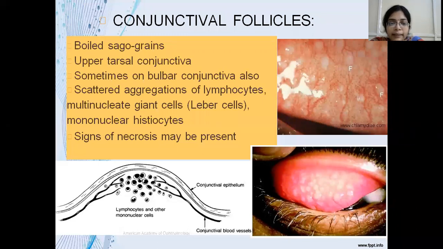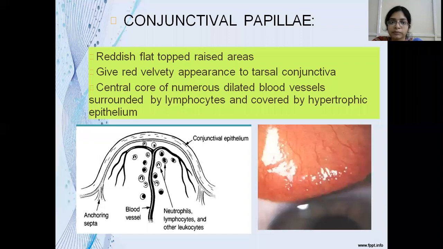Surrounding the cortical part in the most periphery are the blood vessels. So this accounts for the whitish appearance of the lymphocytes, because the blood vessels are in the most periphery. The center part consists mainly of lots of cells: mononuclear histiocytes, multinuclear Leber cells, as well as lymphocytes. So all these will account for the whitish appearance of the follicles. So these are your follicles.